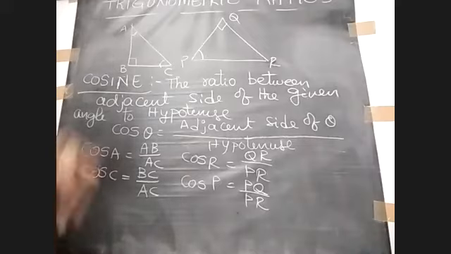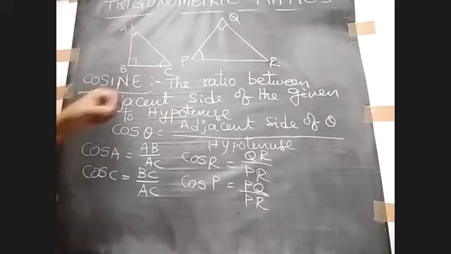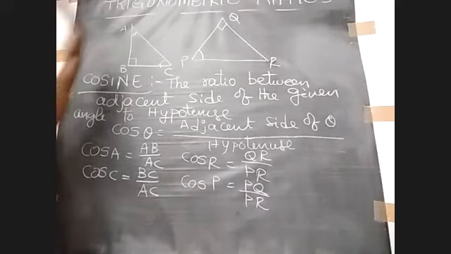Why we define cosine? I am asking that question. Why did we define trigonometric ratios?